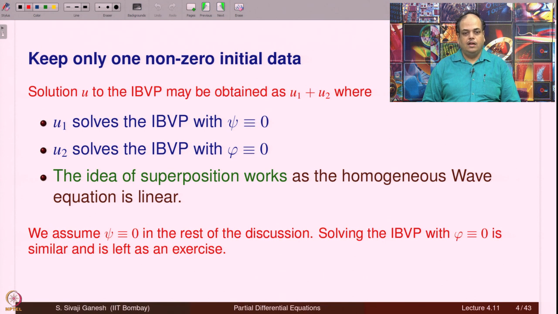Of course, in the computation that we are going to do, we can keep the psi as it is and see where it is going to play a role, where the psi will appear in our computations. I will point out that part. It is only to keep the calculations to a minimum and the theorems to a reasonable length that I am considering psi to be identically equal to 0.